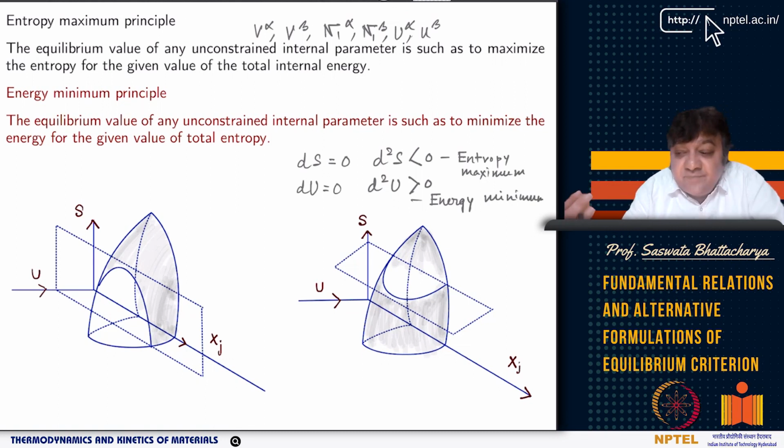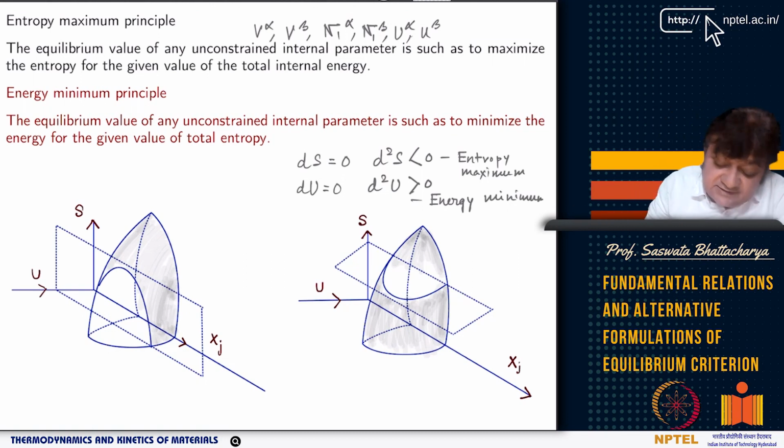Unconstrained internal parameter means we are allowing the subsystems to exchange energy, exchange matter, and also perform mechanical work, that is, redistribute volume. If we are saying all of these, that means we are completely relaxing all the constraints imposed by the wall, right? So we are making the wall diathermal, flexible, and permeable to exchange of species between subsystems. In such a case, the equilibrium value demands the entropy to be maximized.